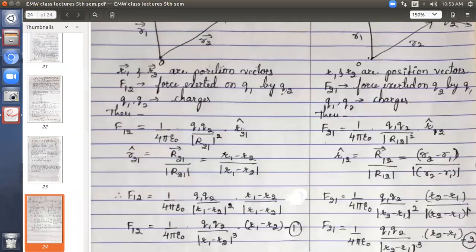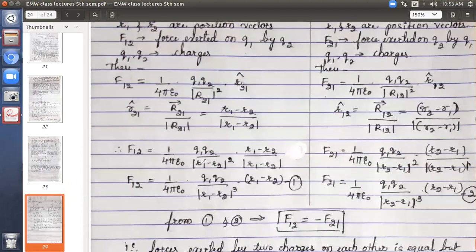Here you will make one mistake. You will simply cancel this. It cannot be done. This is a vector, and this is the magnitude. Remember, this is power 1 magnitude and this is power 2, hence the power is 3 in the denominator. In the numerator it is a vector, keep it as it is. In the denominator it's a magnitude. This is one calculation. Similarly, try to do the other calculation.